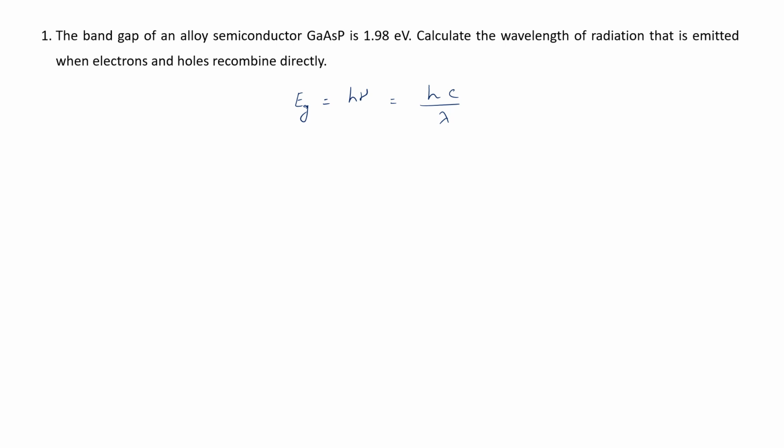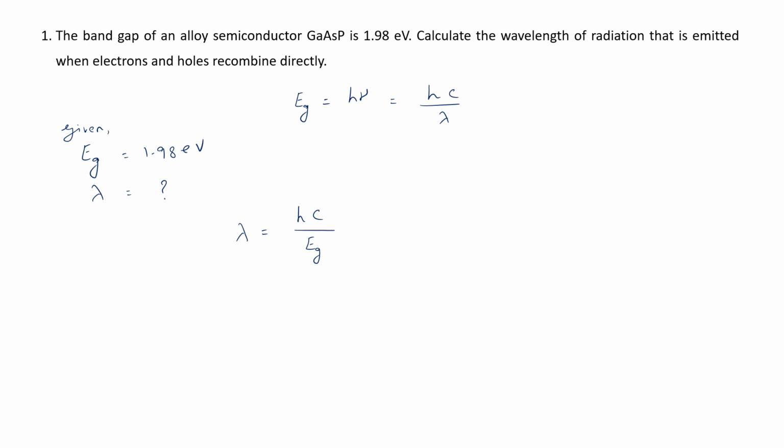Now, what is given in the problem is Eg is equal to 1.98 electron volt. What is asked in the problem? Lambda is asked in the problem. So, I know c value, it is c = 3 into 10 power 8. h also I know. So, I have to now calculate lambda, for which I have to rewrite the formula. So let us rewrite the formula. Lambda is equal to hc by Eg.